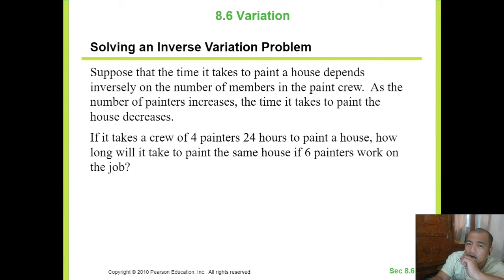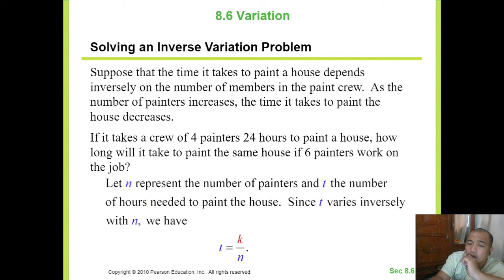So this is an inverse variation problem. So what will be our equation here? Let n represent the number of painters and t the number of hours needed to paint the house. Since t varies inversely with n, we have t equals k over n. This will be our variation equation for the given problem.